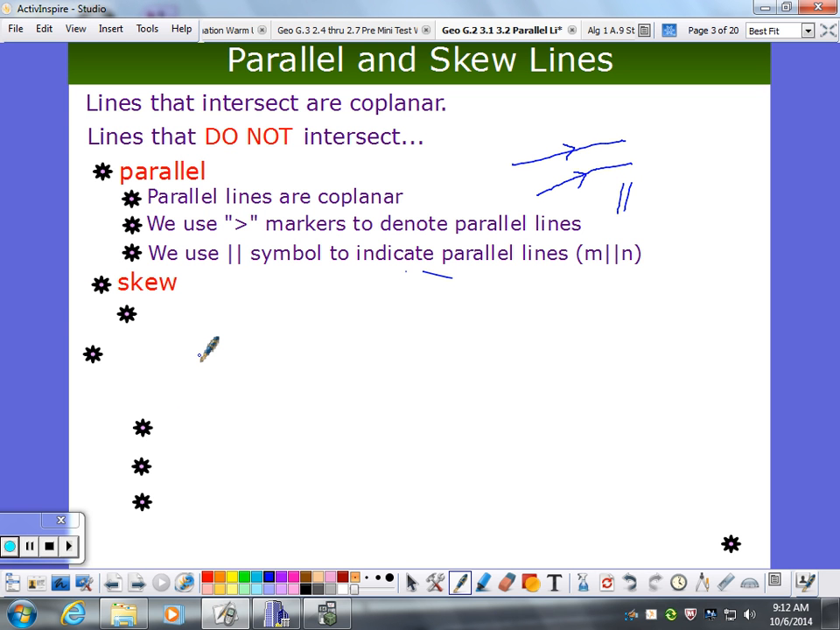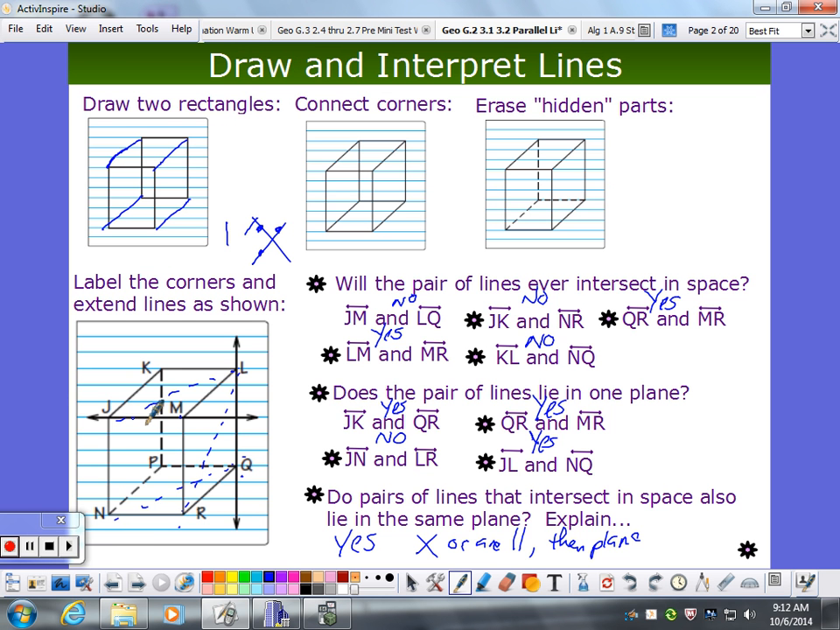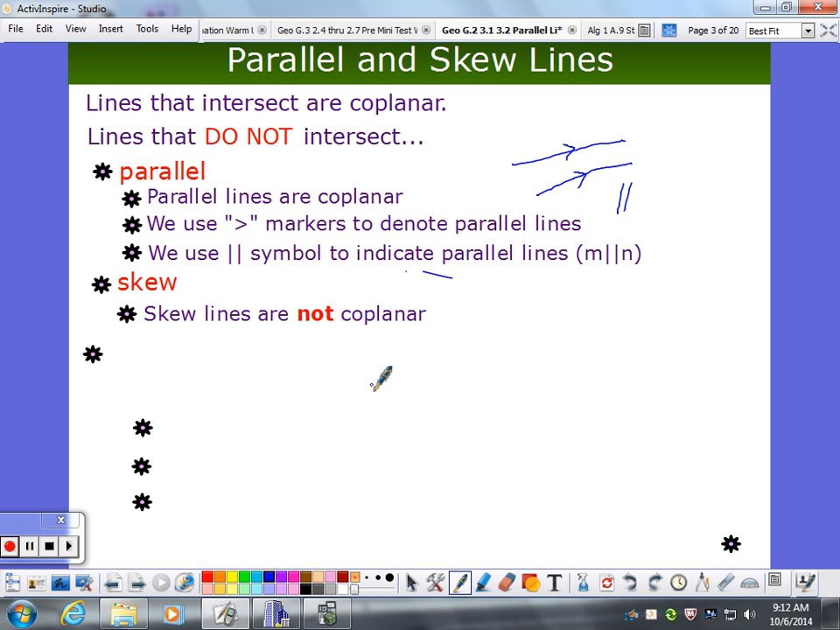The other thing that can happen is you have skew lines. Let me finish this and I'll take your question. Skew lines are lines that are not coplanar. That was like the case over here where you have one going this way and one going the other way. They are not coplanar lines. So are there a couple of questions? I saw the hands up.